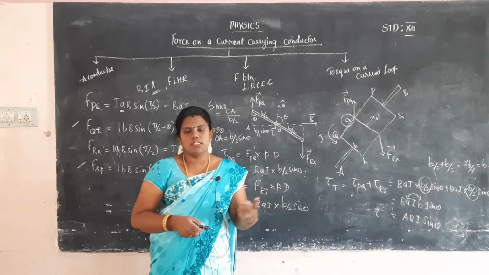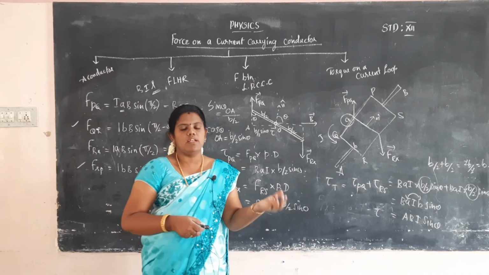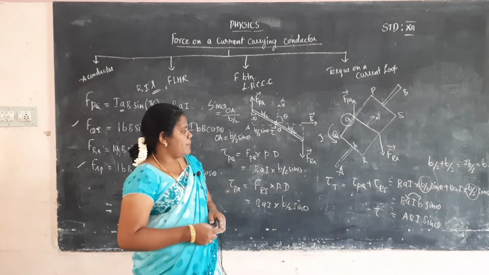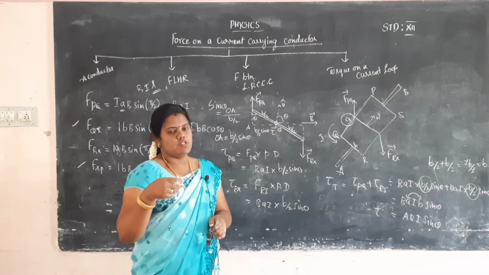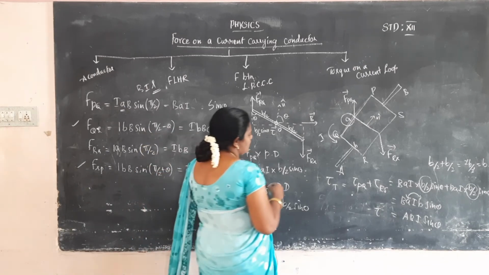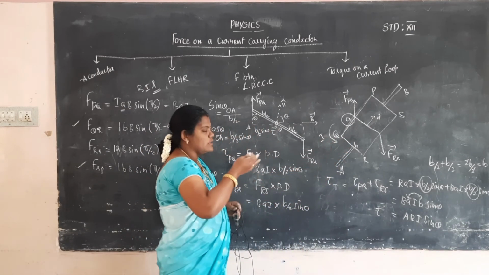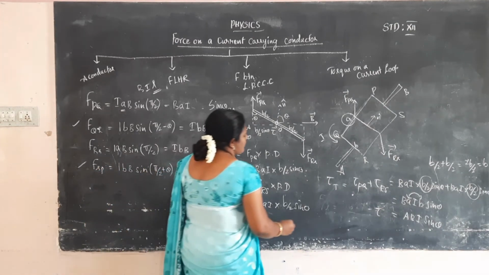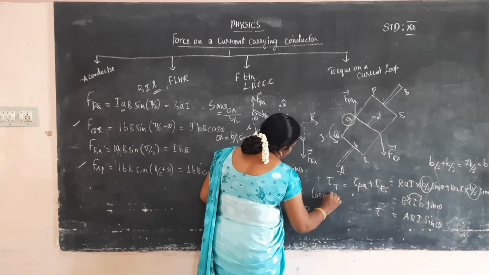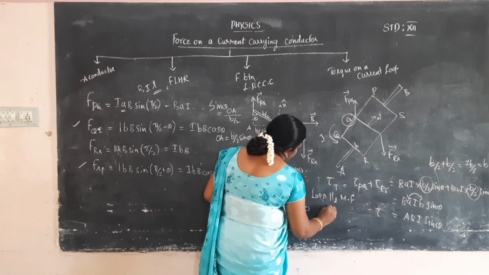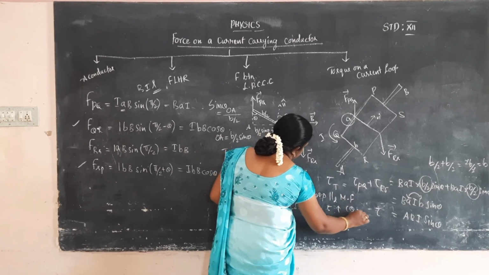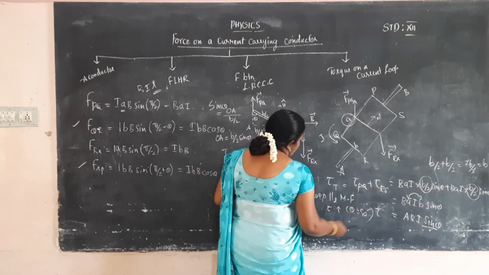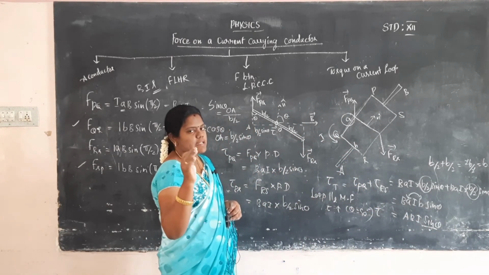Now consider two cases. One is the loop parallel to the magnetic field, the other is the loop perpendicular to the magnetic field. When the loop is parallel to the magnetic field, the angle theta is 90. So with angle 90, the torque is maximum, because sin 90 value is 1. So when the loop is parallel to the magnetic field, torque is maximum.